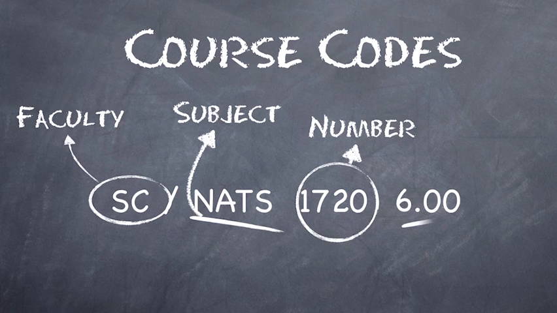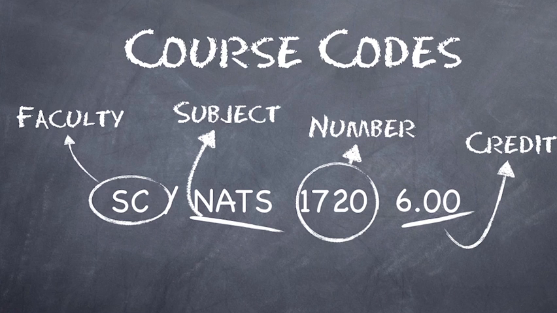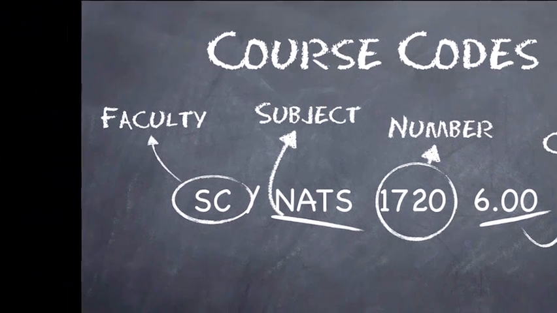Following the course number is the credit value. All courses at York have a specific credit value. In this case, NATS 1720 is a 6-credit course. In a later presentation, we will explain how credits work more fully.